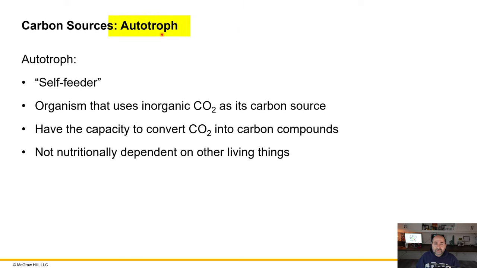Conversely, autotrophs are organisms that obtain their carbon from CO2, from the air. There is CO2 floating around in the air, and autotrophs can actually capture inorganic CO2 as their carbon source. That's where they get their carbon from. It's a process known as carbon fixation. If any of you have studied photosynthesis in the past, you know that during the Calvin cycle, CO2 is captured from the air, and that's known as carbon fixation.